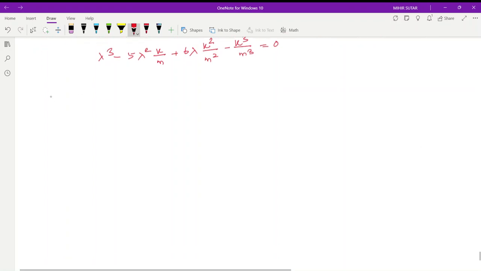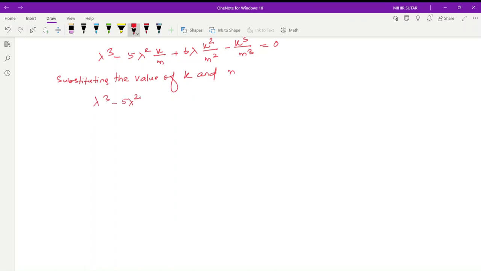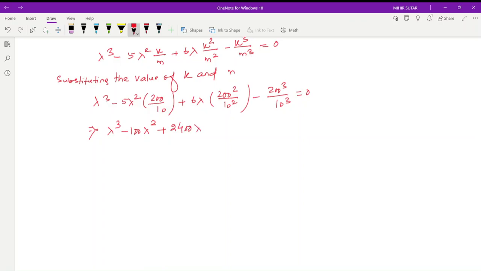Now substituting the value of k and m, we have lambda cube minus 5 lambda square into 200 by 10 plus 6 lambda 200 square by 10 square minus 200 cube by 10 cube is equal to 0, or we can write this as lambda cube minus 100 lambda square plus 2400 lambda minus 8000 is equal to 0.